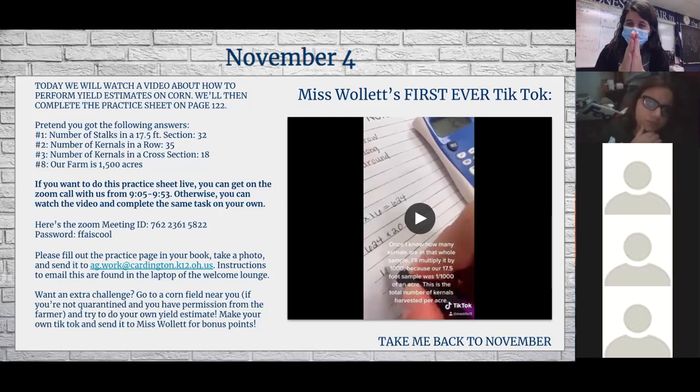So I'm going to multiply those two together. And then I'm going to take that number and multiply it by the number of stalks that were in that section. And that's going to give me the total number of kernels in that section. Okay. Once I do that, that is the total number of kernels in a 17.5 foot section, which is 1/1000th of an acre. So I'm going to take that total number of kernels times 1,000. That's going to give me the total number of kernels estimated per acre, right? Because that was 1/1000th of an acre.